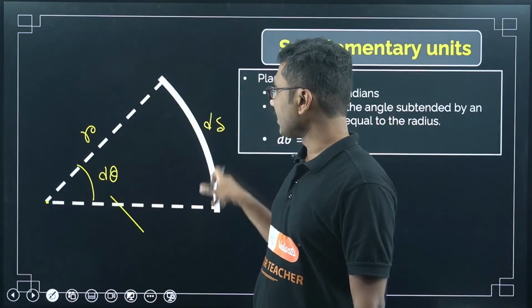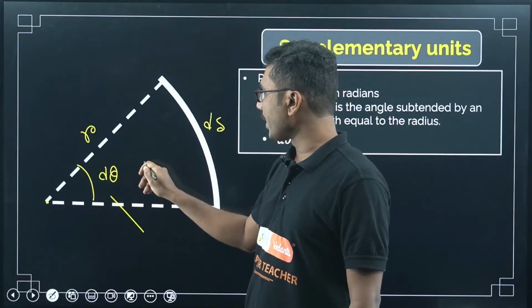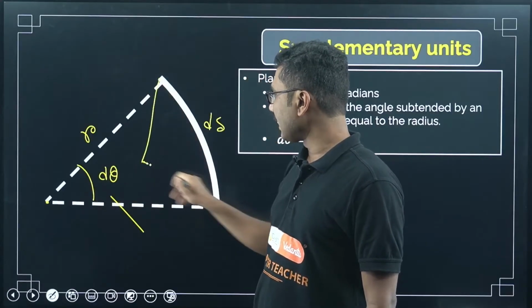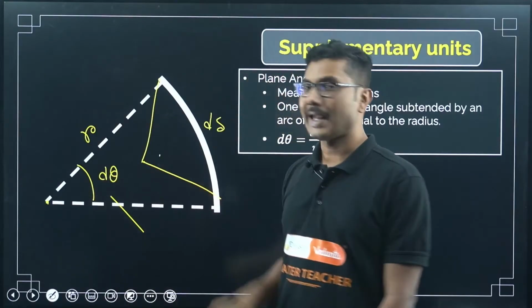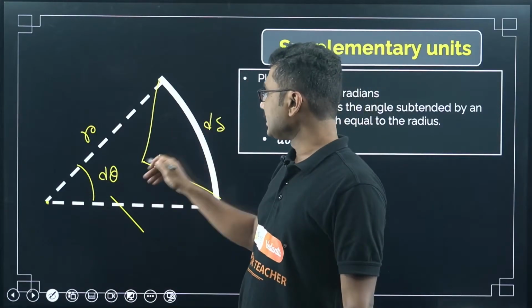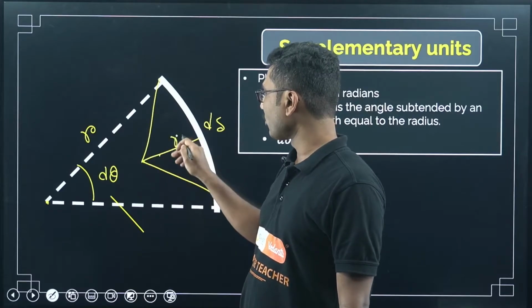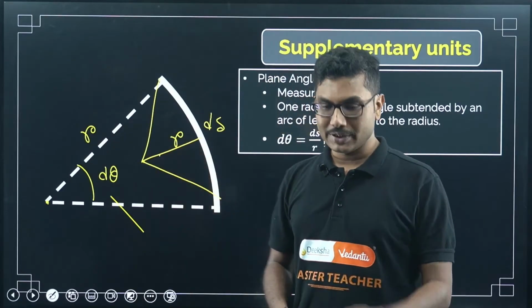Okay, so there was a curve, and depending upon the point where you are measuring this, the angle value will change, right? If you measure here, the angle value will be less. If you measure here, the angle value will be more, right? So distance is important: the distance from the point where you are measuring the angle.